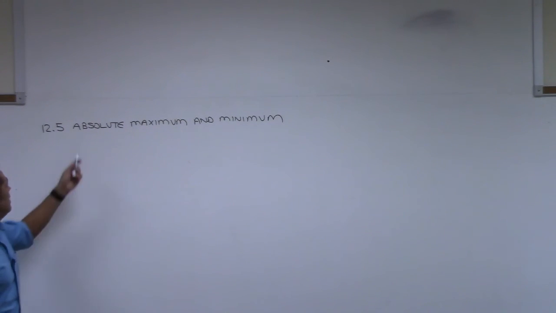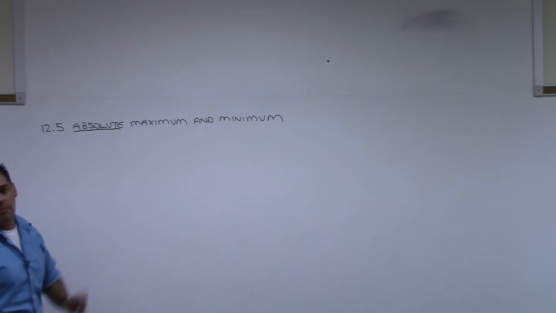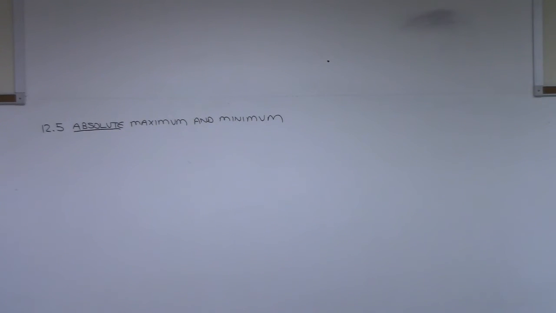Now what we want to look at is seeing if we can find the absolute maximum and absolute minimum of a function. That would be the highest point on the entire graph, and then the lowest point on the graph, all right? This is a different question.